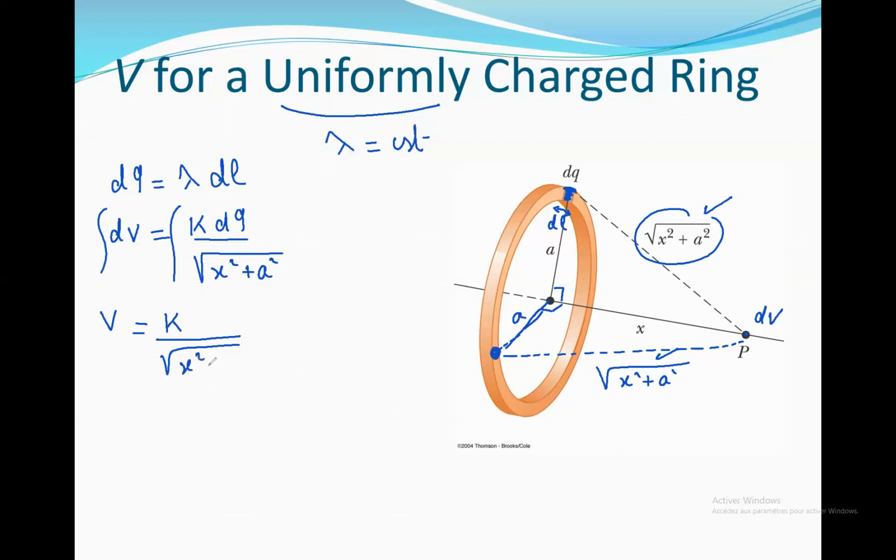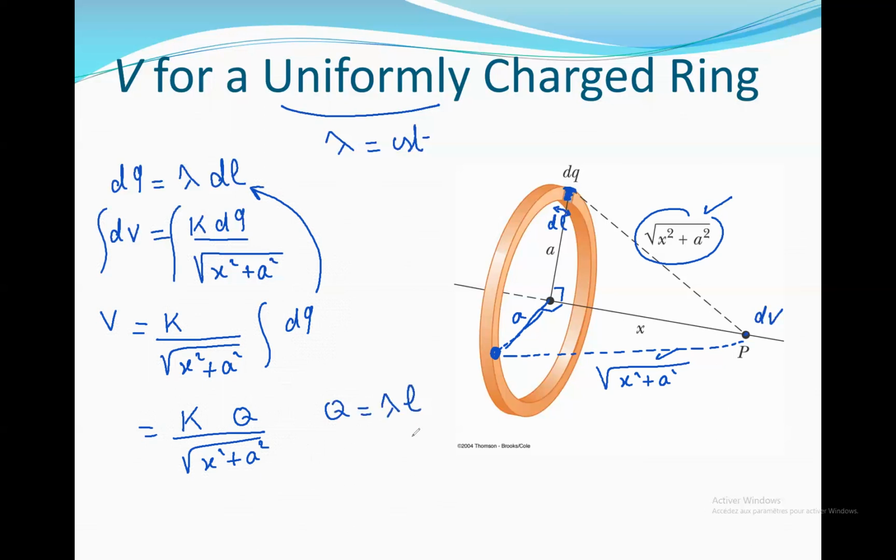So here we can write radical x square plus a square, and inside we have the integral of dq. So here I don't need to write dq equals lambda dl. You can put it directly, the integral of dq equals Q. We can write here equals k divided by radical x square plus a square times Q. And here we can say Q equals lambda L. L is the total length of the ring.